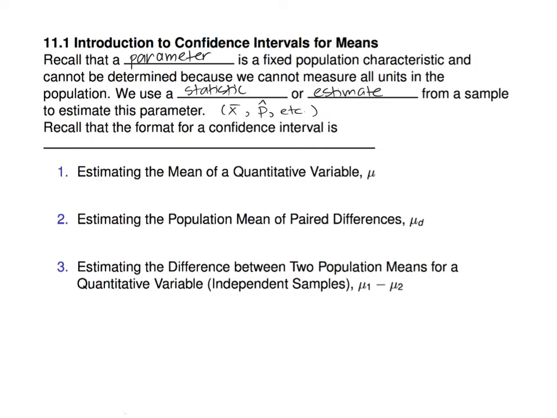Now the general format of a confidence interval is going to be the same as it was for a proportion. You have your sample statistic, which in the previous sections was p hat, or the difference of 2 p hats, plus or minus some multiplier, times the standard error of your sample statistic.